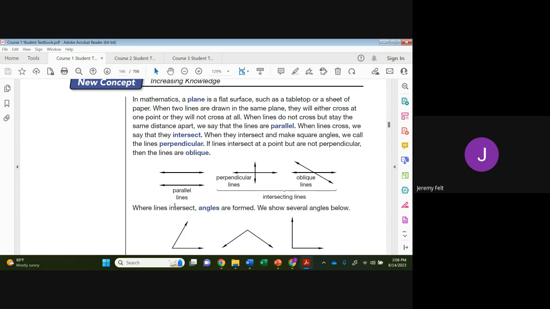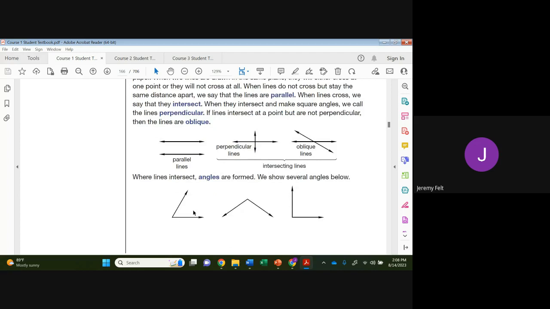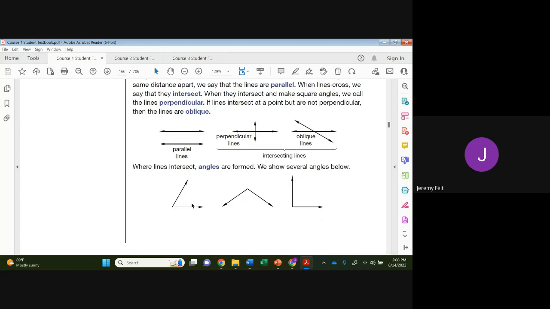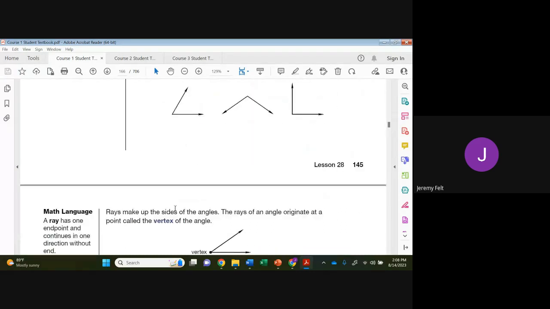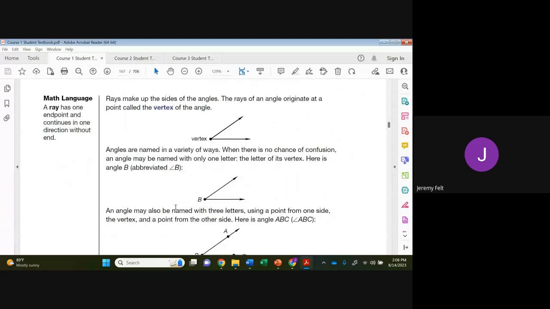Where lines intersect, angles are formed. So here's just some different angles that we have. Okay, it can be in any orientation here. We have different names for angles, as we'll find out in a second. This is called our vertex of our angle. It could be two endpoints. We could have two line segments. We could have rays or lines that create these angles. Okay. Vertex right there. Again, we'll probably abbreviate.